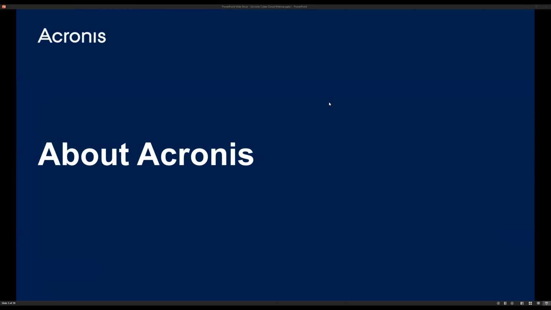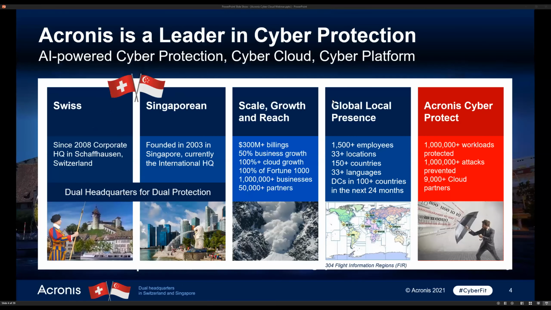All right, so just a quick brief introduction about Acronis. We have been around since 2003. We are a global company with headquarters in Switzerland and in Singapore. We have thousands of customers, millions of customers around the world, and we are leaders in cyber protection. And I'll discuss what cyber protection is, but just so you know, we are an established company that has been around providing first data backup and protection solutions, and now complete cyber protection for your workloads and your data.